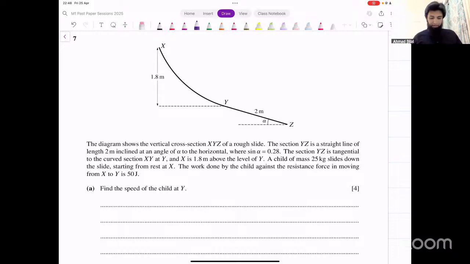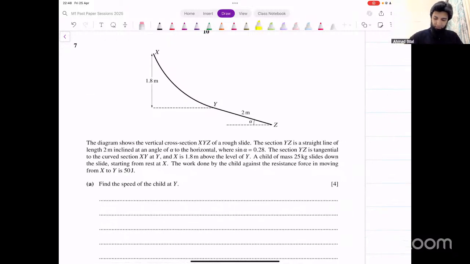Now it says the diagram shows the vertical cross section XYZ of a rough slide. The section YZ is a straight line of length 2 meters, inclined at an angle of alpha to the horizontal, and sine alpha is 0.28. The section YZ is tangential to the curved section XY. What that means is the direction of the curve at this point is the same as the direction of the straight line, so there's no change in direction at the point Y. We've got the distances; we can see all of that in the diagram.